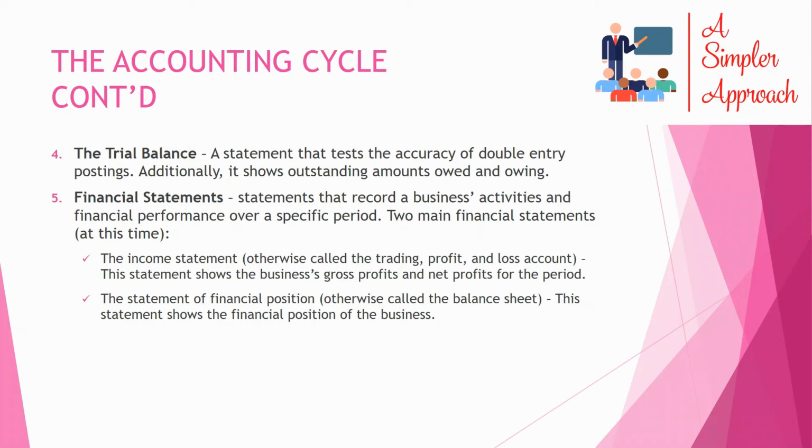Now the income statement, otherwise known as the trading profit and loss account, that's the old name, the new name is the income statement. This statement shows a business's gross profits and net profits for a period. And the statement of financial position, also known as the balance sheet, which is the old name. This statement shows an entity's financial position. It shows all their assets, all their liabilities, and when they are compared one with another, it depicts the entity's financial position.